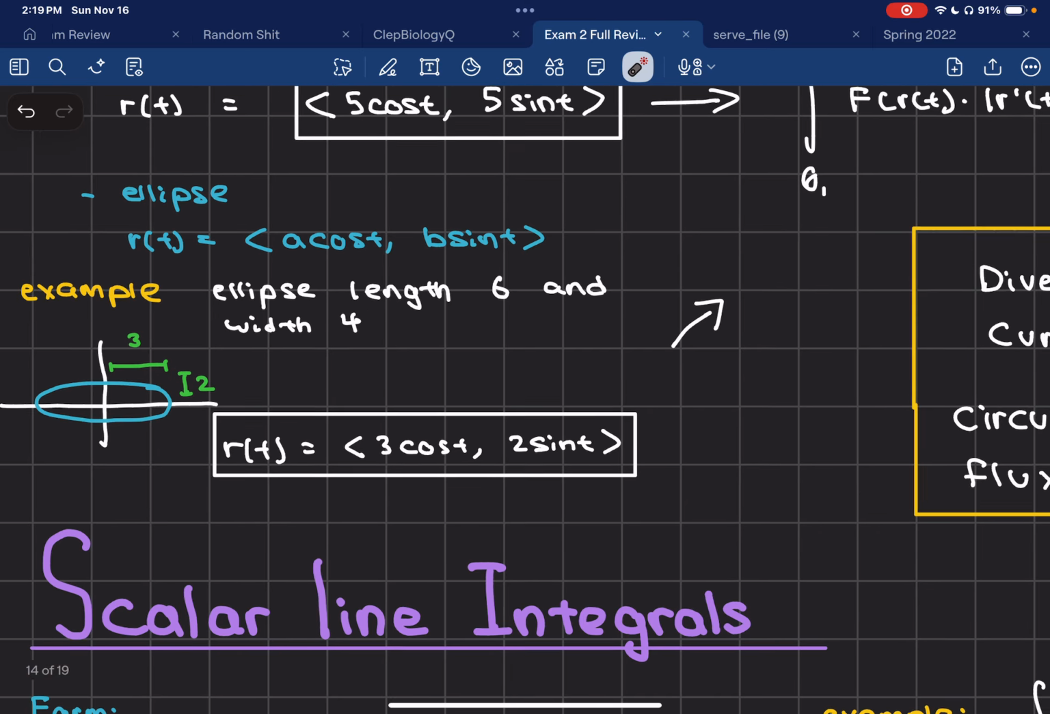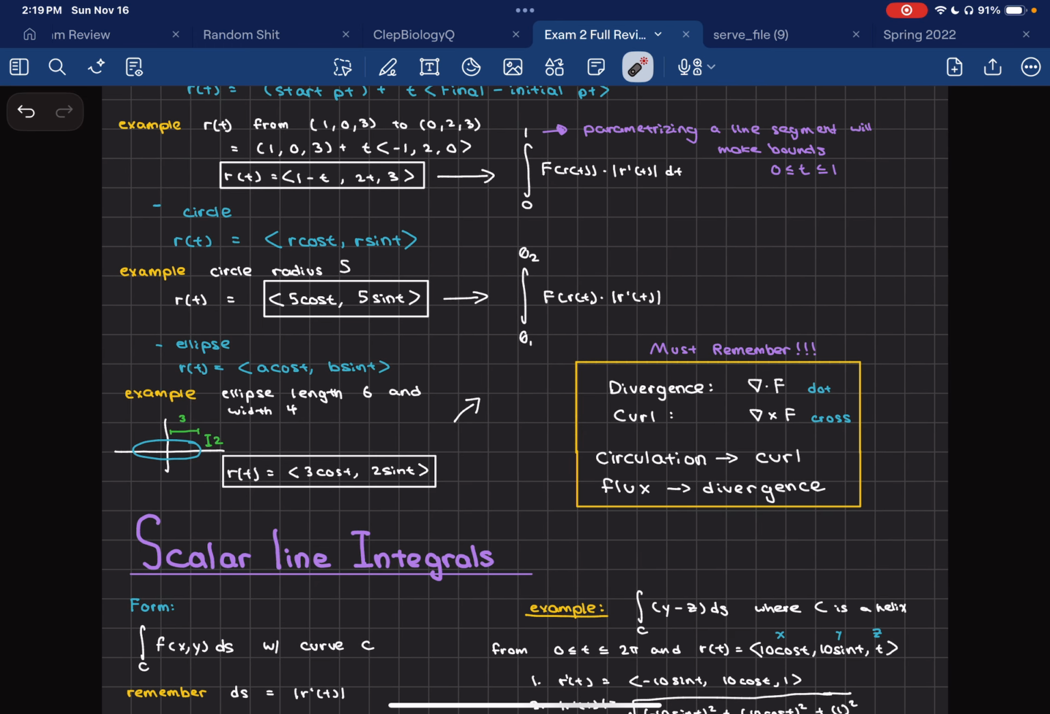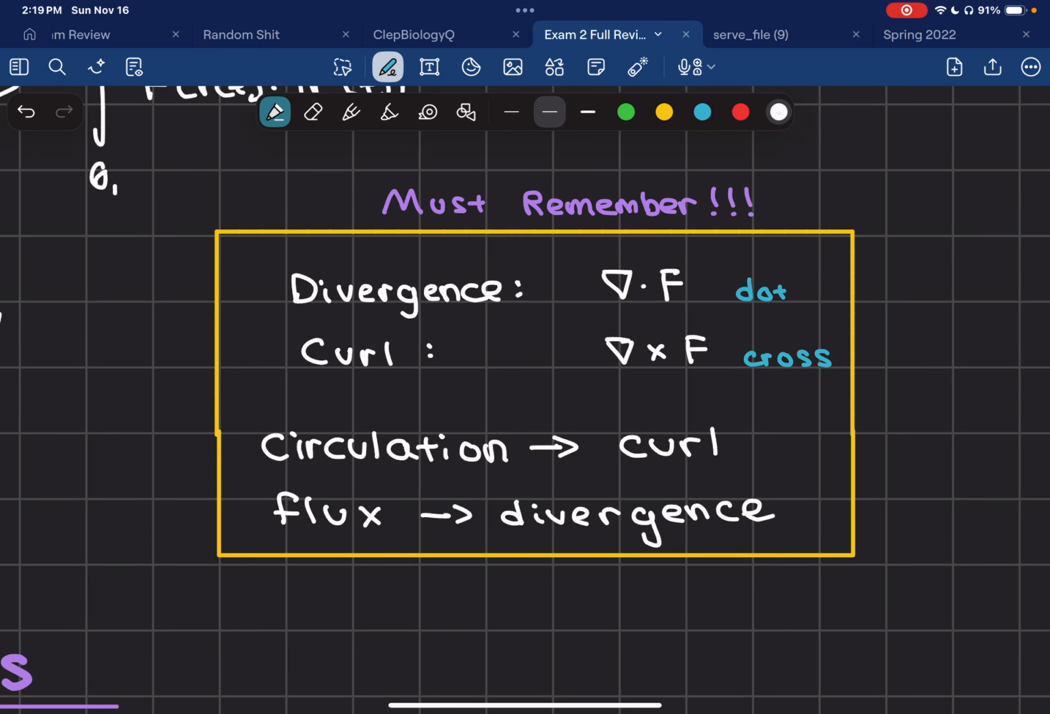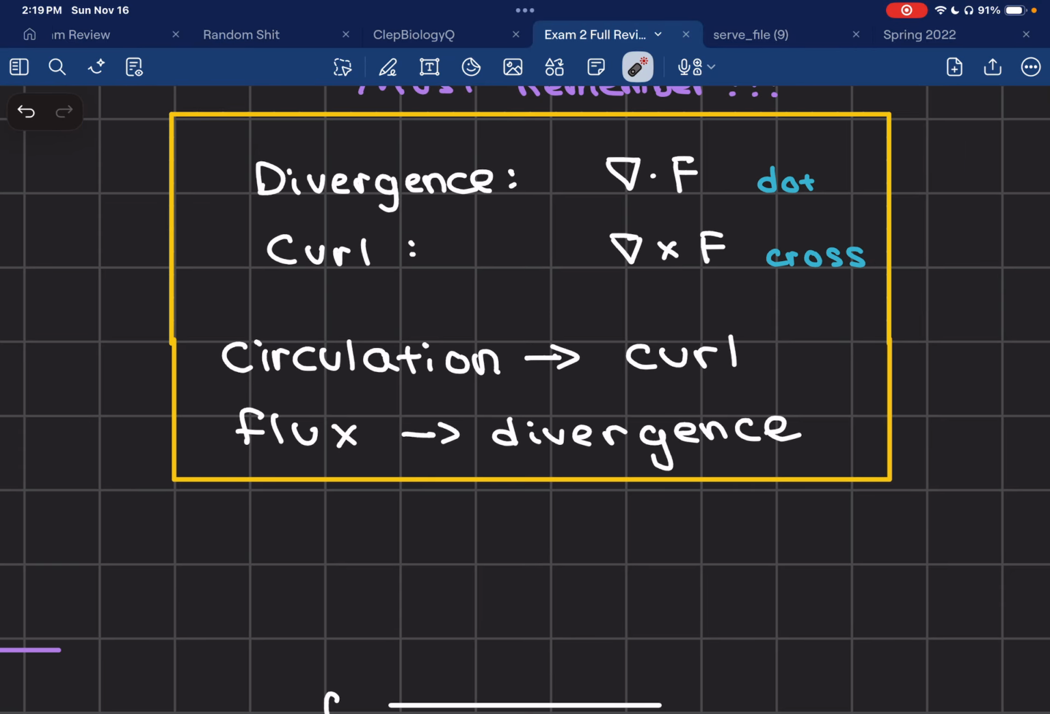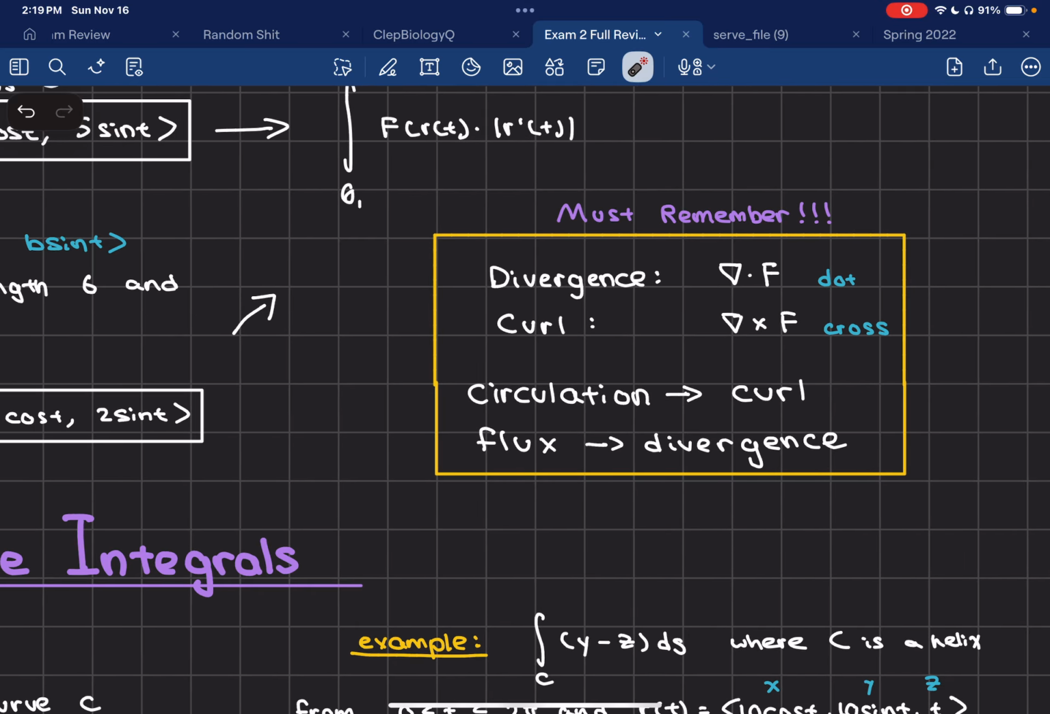It's those individual radii. And here's what you must remember. Divergence is the gradient dotted with your vector field f, so it's a dot product, and your curl is your gradient crossed with your f, so it's a cross product. And circulation always relates to curl, just like flux relates to divergence. But I will get into that.